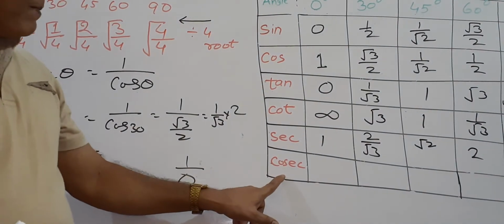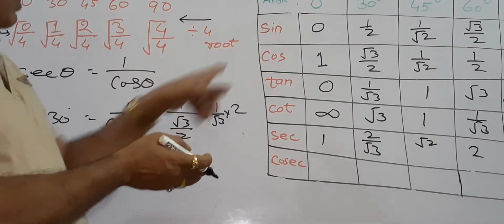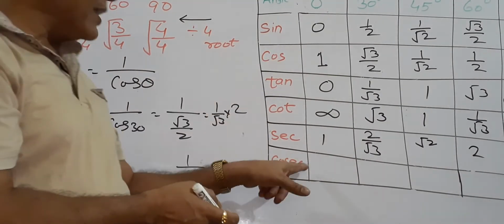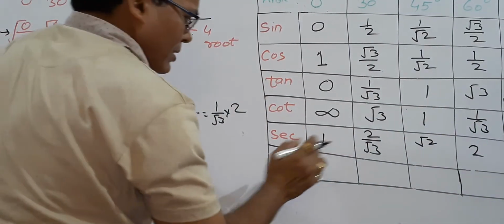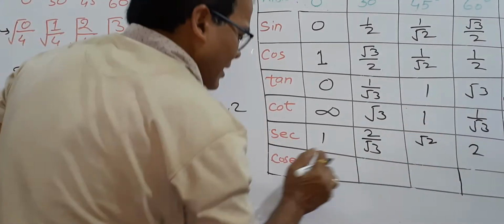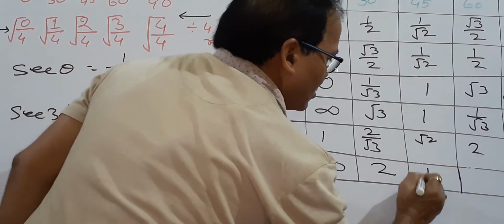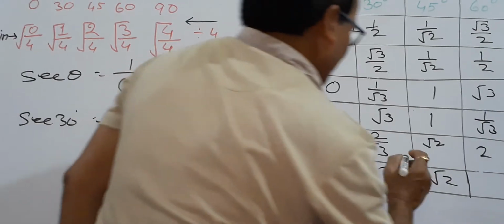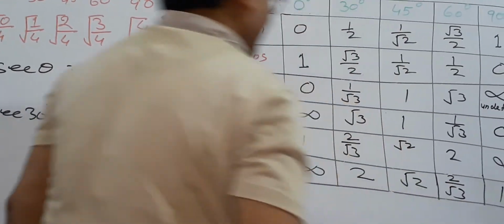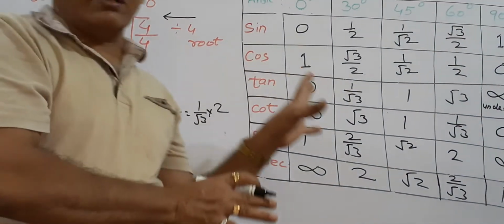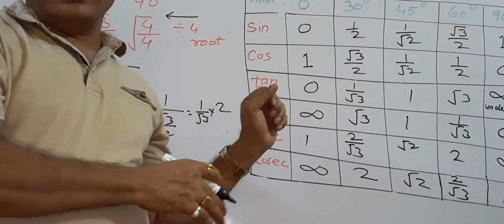For cosec, you can go in reverse order or do the same way, because cosec theta is equal to 1 by sin theta. Either you can take the reciprocal from here or you can go in reverse order. So whatever is last for sec, cosec will be first. Undefined, 2, root 2, 2 over root 3 and 1. In this way your chart is completed. So you can find the value of any t ratios.